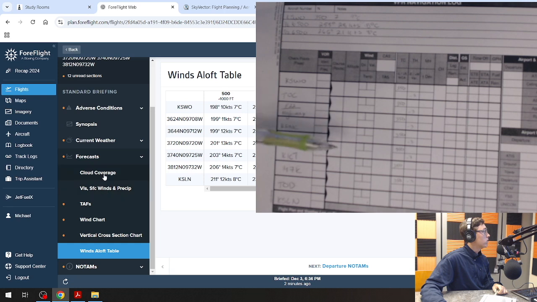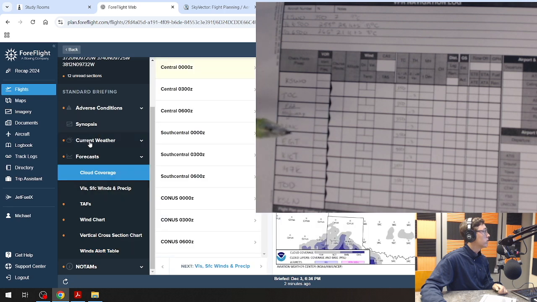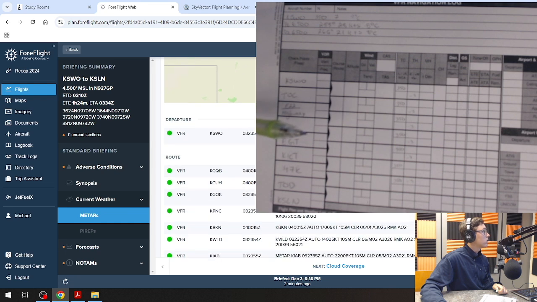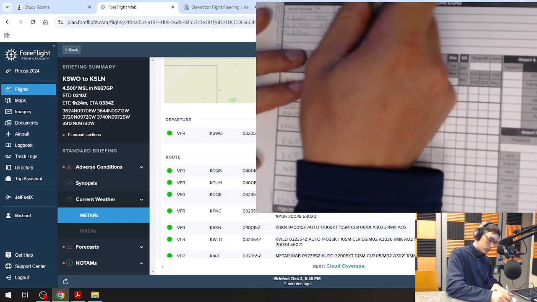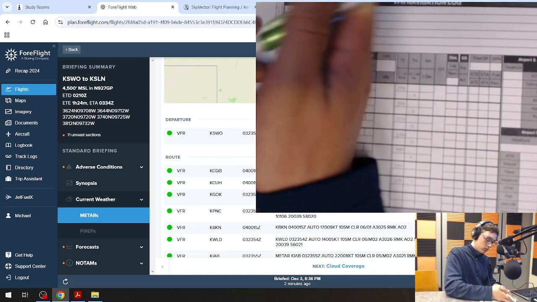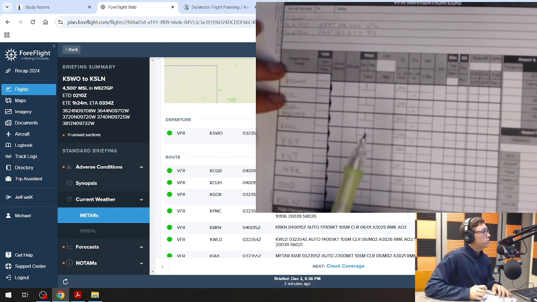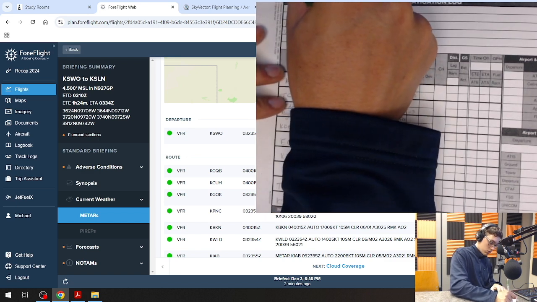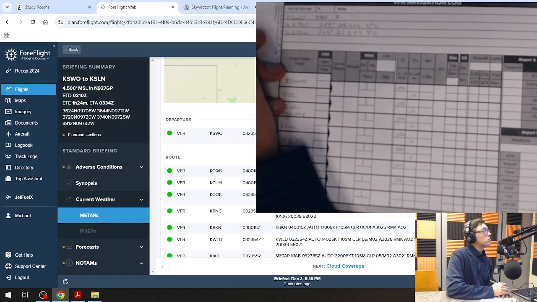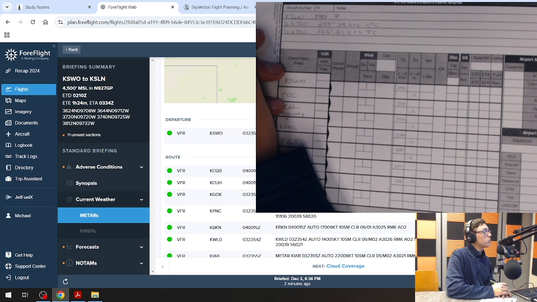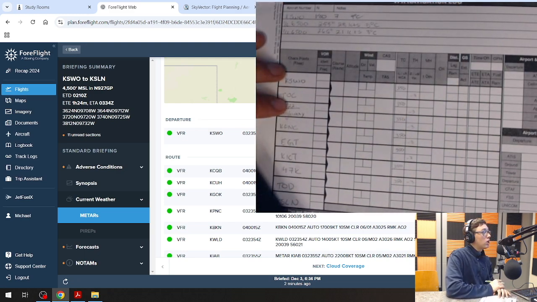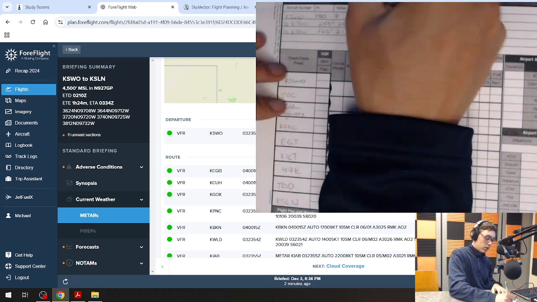And then additionally, we want to get current weather. Let's look at Stillwater. Stillwater weather. 180 at 7 knots. 10 statute miles clear. Temperature 9. Dew point -1. So we know we're at 9 degrees Celsius. Altimeter 3028.